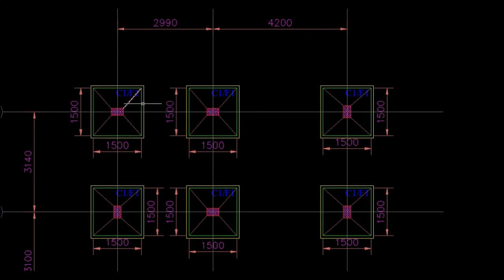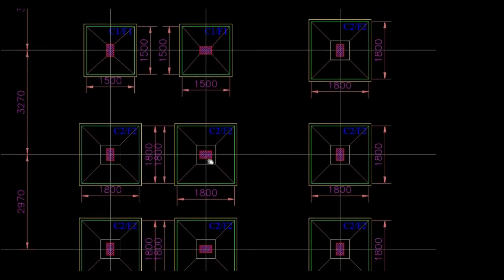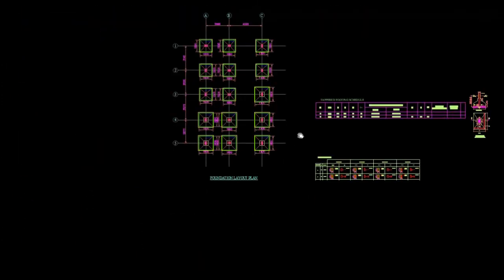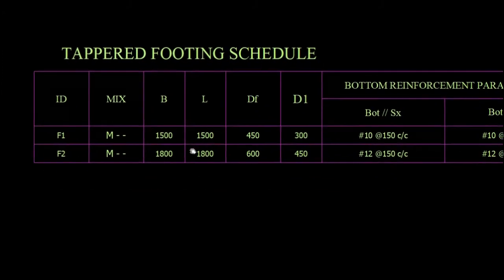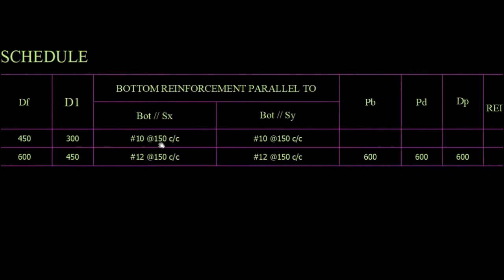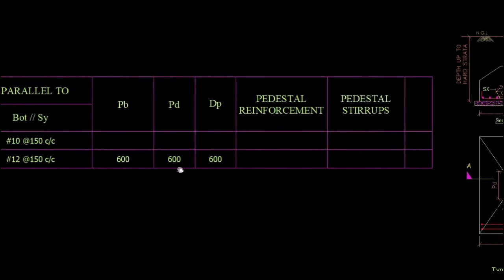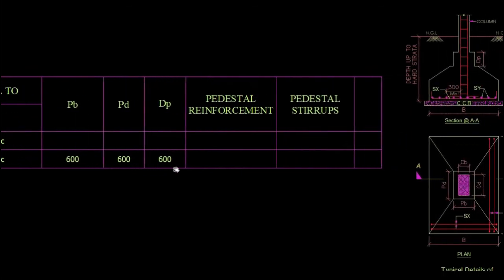This is the C1 by F1 which we assigned 1500 by 1500. This is the tapered section. These are the tapered footings. Here we have shown pedestal for F2. The tapered footing schedule F1 and F2, sizes as per the Excel file data. Reinforcement also shown as per the file. For F2 we assigned pedestal 600 by 600 by 600 depth.